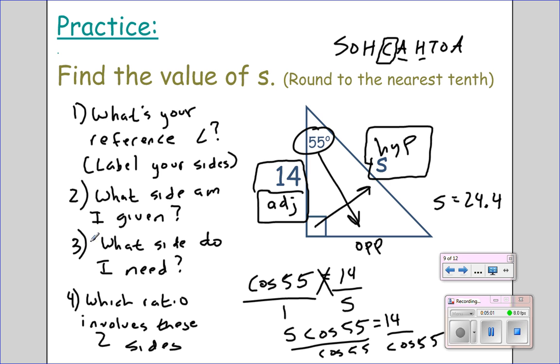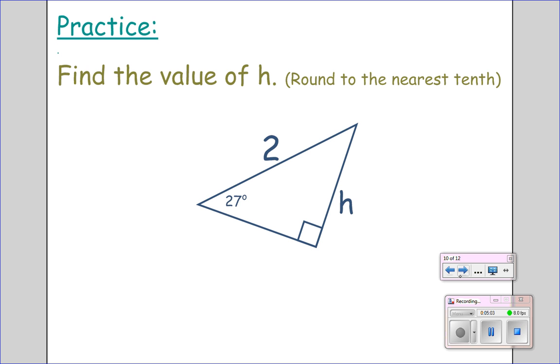All right, so I hope you got these questions down because we're going to be asking them in the next problem. I want you to pause the video, ask yourself those questions, and try to solve this problem, seeing whether you need tangent, sine, or cosine. All right, first question, what is your reference angle? 27. Now let's label our sides. Across from the 90 is your hypotenuse. Across from your reference angle is your opposite side. And then your adjacent side is here.